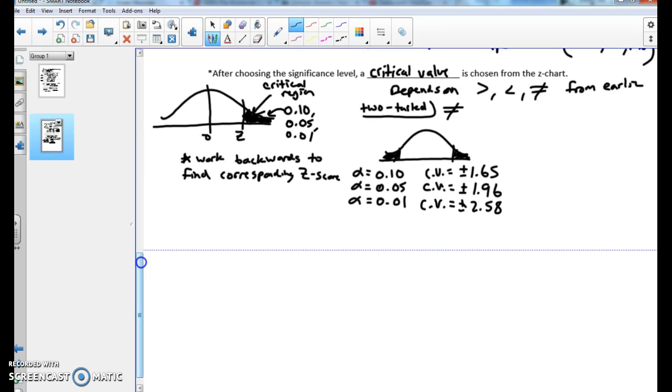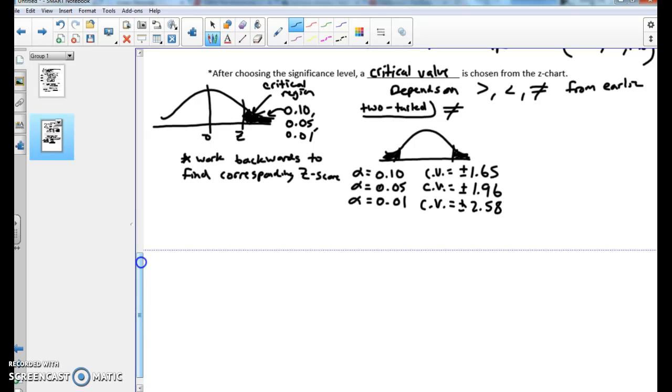Now, hopefully that looks familiar from confidence intervals, right? And in fact, they are the same z-score values. If your alpha is 10%, 0.1, that's the same as a middle 90% confidence interval. Same thing if your alpha is 0.05, that's like the middle 95% confidence interval. And if your alpha was 0.01, that'd be the middle 99%.